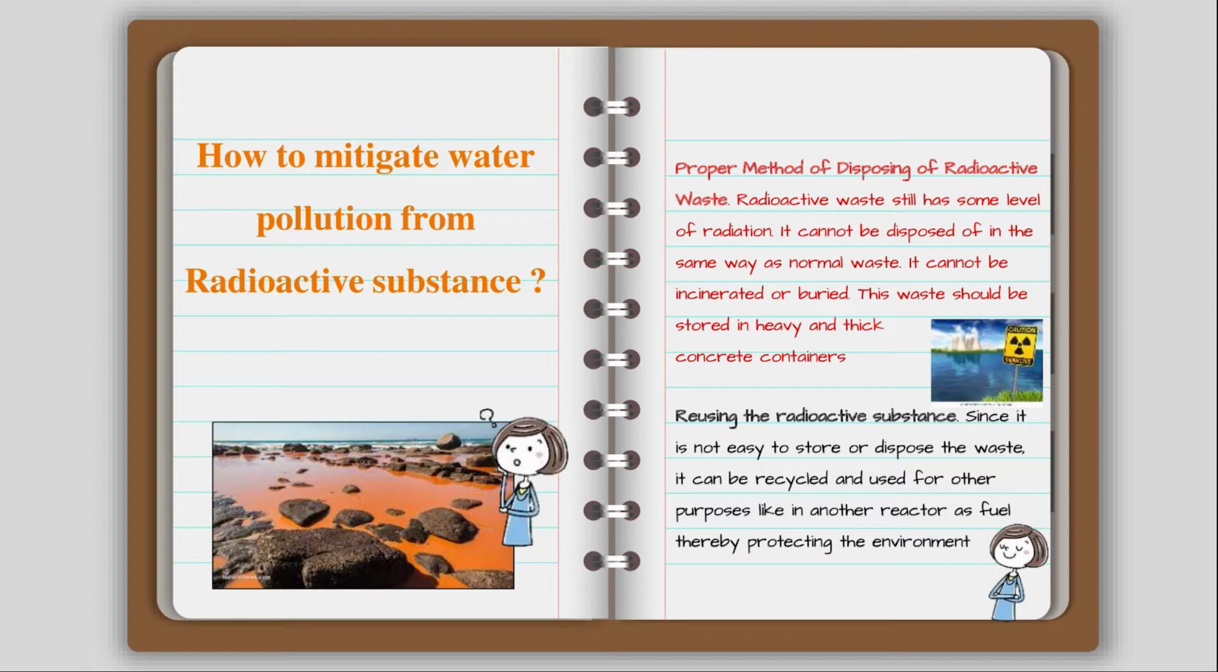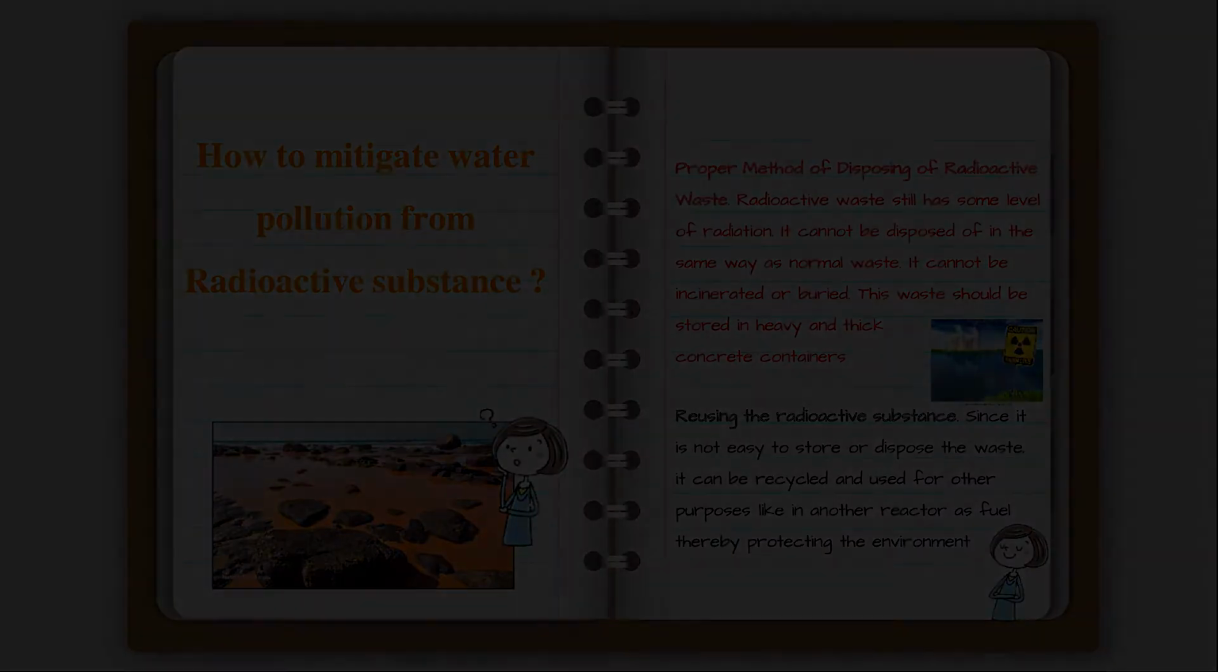Reusing the radioactive substance. Since it is not easy to store or dispose of the waste, it can be recycled and used for other purposes, like in another reactor as fuel, thereby protecting the environment.